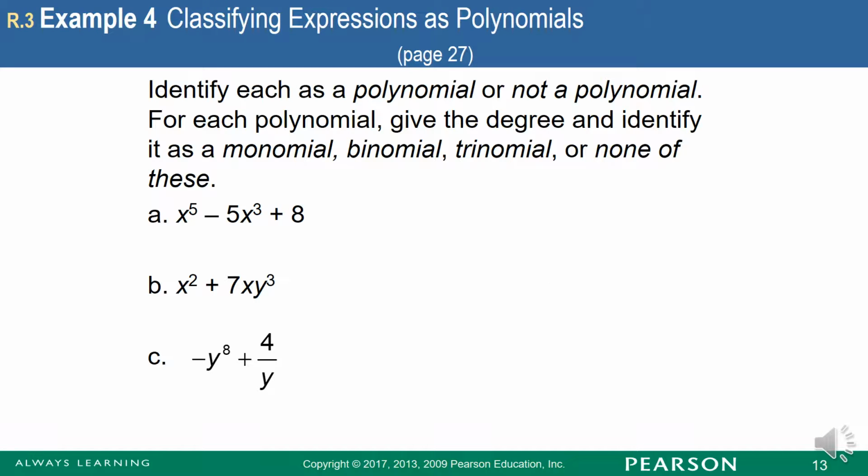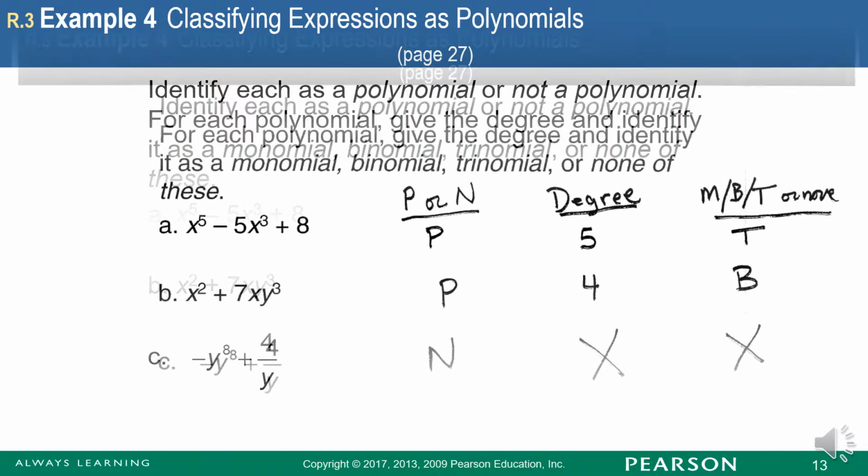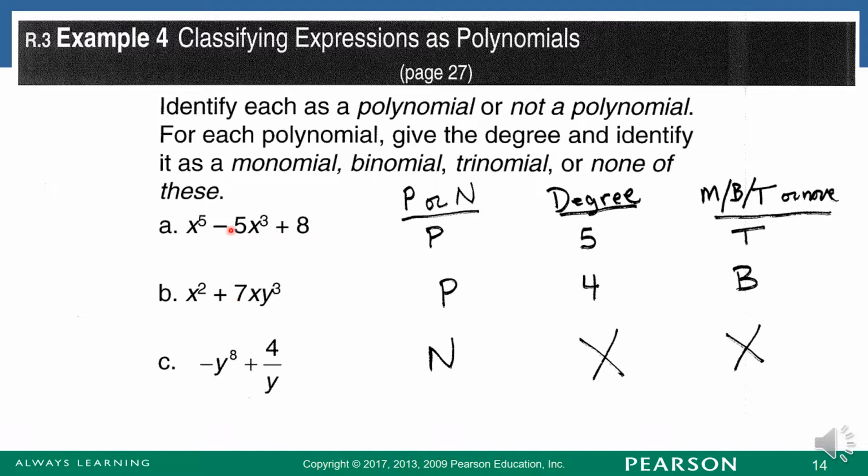Here we are to identify each of these as a polynomial or not a polynomial. And for each polynomial, talk about the degree and talk about if it's a monomial, binomial, trinomial, or none of those. So here are the answers. The first two are polynomials because they satisfy the definition of polynomial. This is not a polynomial because we have the y is in the denominator, not in a numerator.